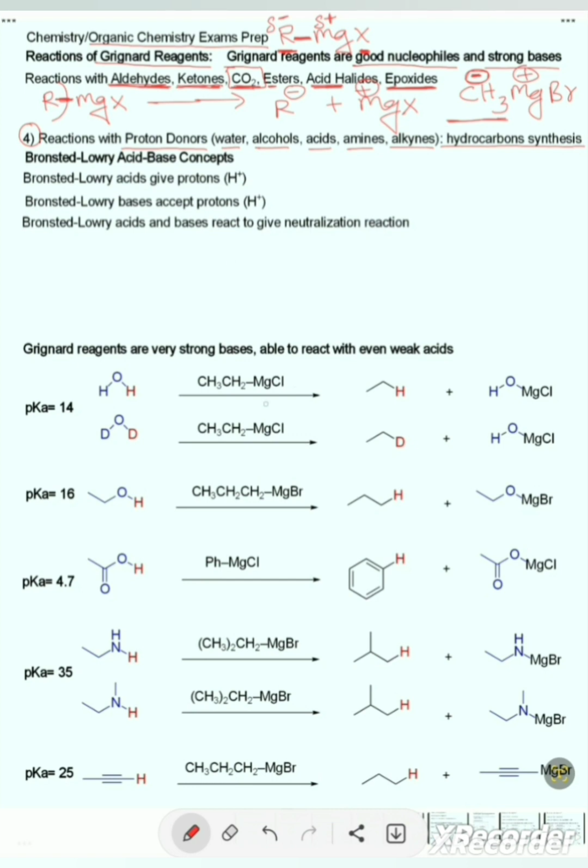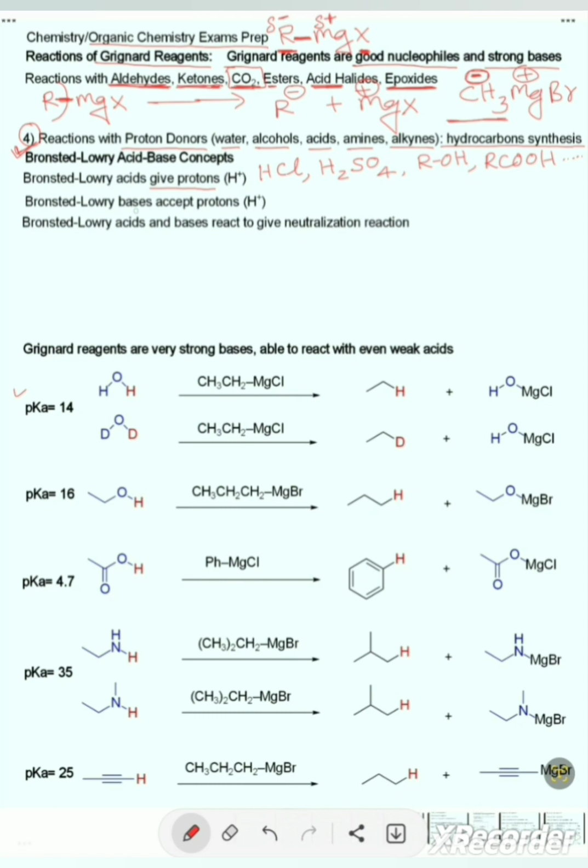To understand these several acid-base reactions of Grignard reagents, we need to quickly review the Bronsted-Lowry acid-base concepts. Bronsted-Lowry acids are the species that can give protons. The examples would be hydrochloric acid, sulfuric acid, alcohol, carboxylic acid, and so on.